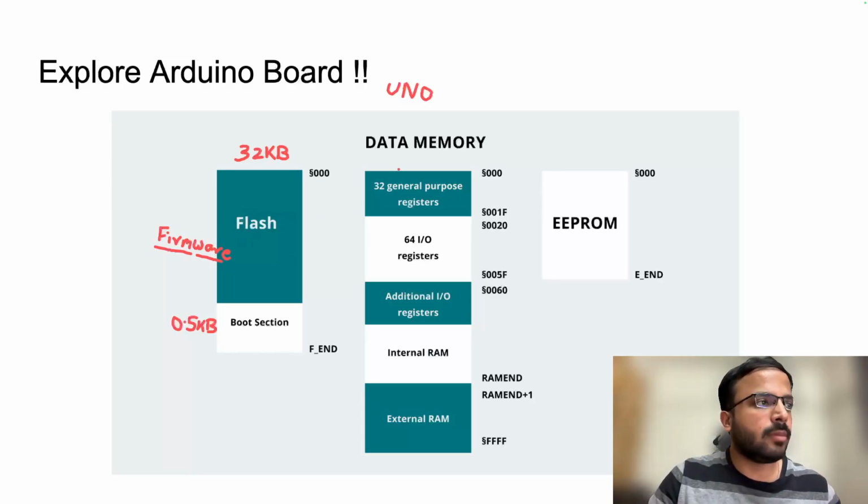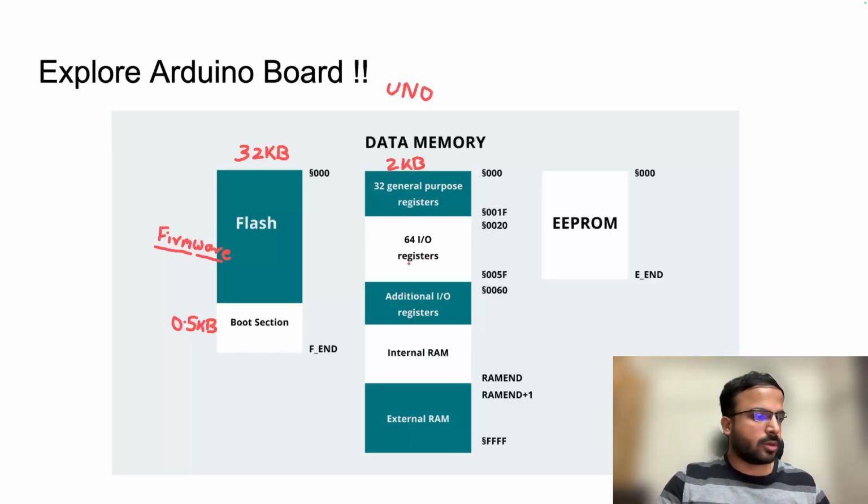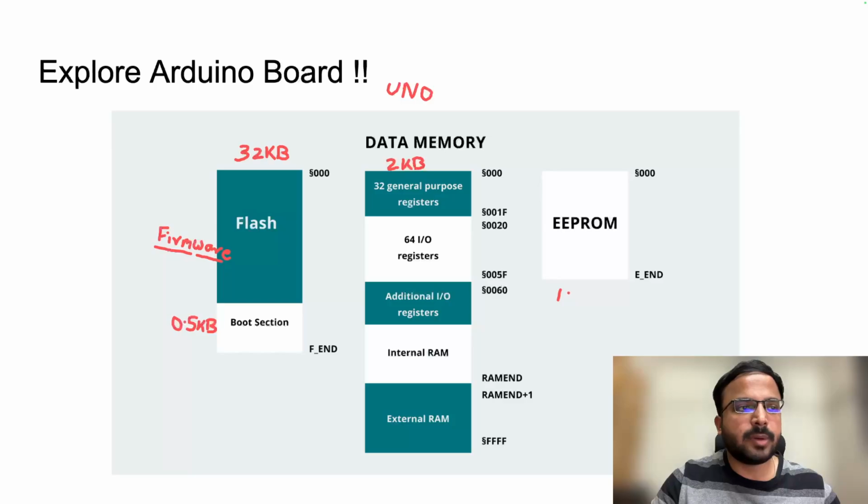Now you have your RAM. The data memory, the RAM, is 2 KB in size. So what is RAM used for? RAM will be used for manipulating the variables which you write in your firmware. And of course, the data content will be lost once you power off the Arduino. Now, of course, you have again EEPROM, which is electrically erasable programmable read-only memory. Again, a type of ROM.